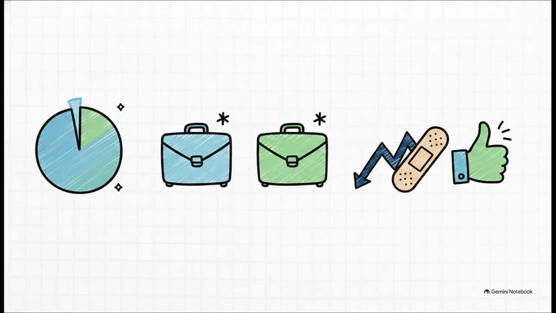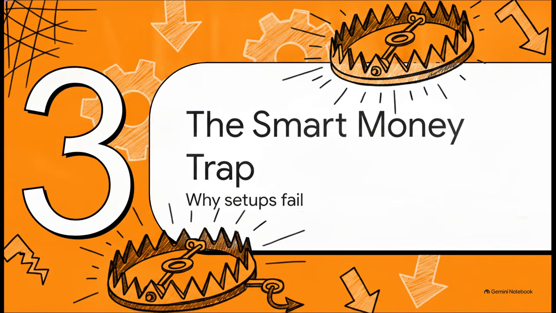And most importantly, remember that losing trades, missed setups, and small drawdowns are a completely normal part of trading. Even with a flawless plan, you are going to experience losses. Managing that risk is how you actually survive them. Which brings us to Section 3, the big reveal, the smart money trap.